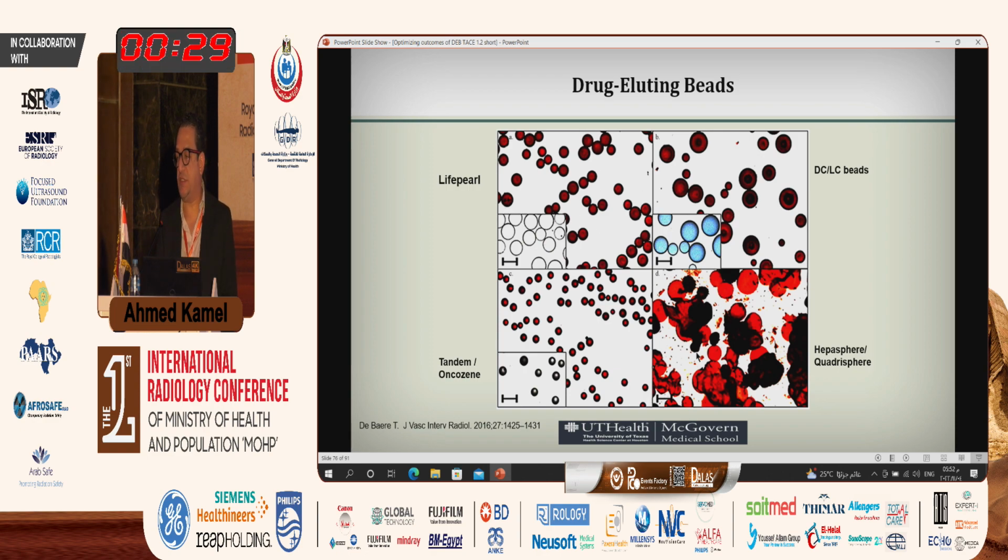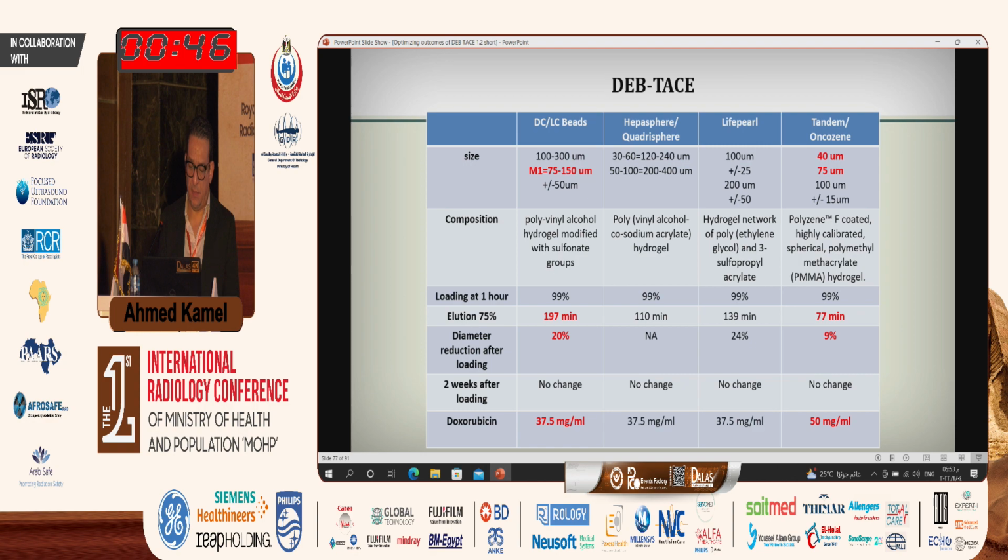We don't use this in America anymore because of the clumping that you see in this microscopic image. This is just an inferior product to all the others. LiverPearl is not FDA approved, so we also don't use it. So the only two that are used are actually the LC beads and the Oncozene or Tandem. So this is again a very nice table that shows the differences between both of them. These are again the most commonly used ones, the LC beads and the Oncozene.